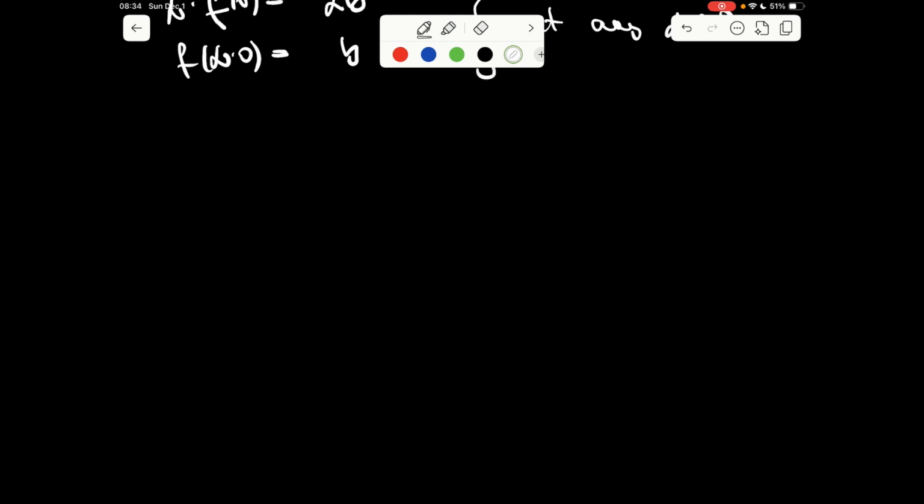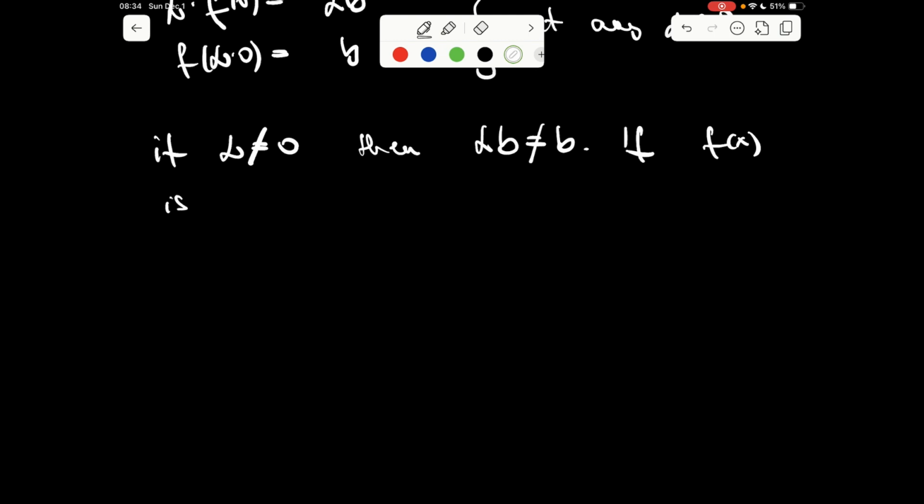But if alpha is not 0, then this equality doesn't hold, only if alpha is 1. So if f(x) is linear, then b must be 0.